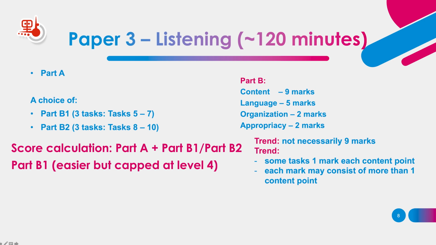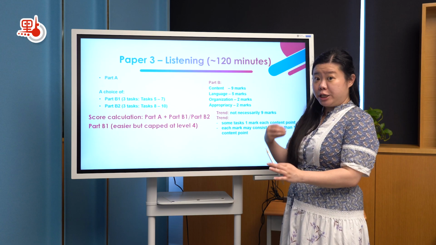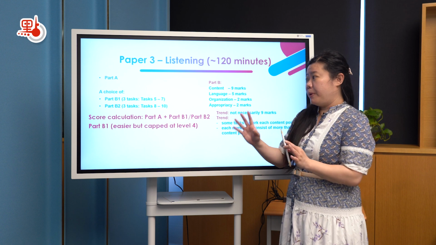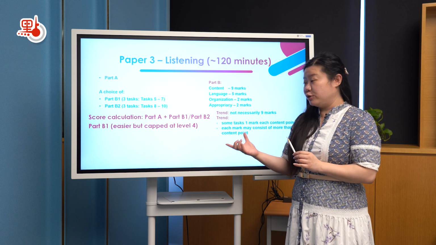There are 3 tasks for you to do in part B1 and part B2. The schools, again, pay close attention to it. So the score calculation is part A again plus part B2. The score is part A plus B2. Remember, if you choose part B1, you'll be kept at level 4.